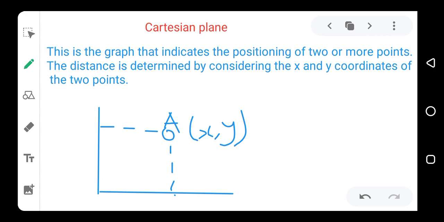Now, the Cartesian plane is a graph that shows the position of two or more points, like this one that is given here. In a Cartesian plane, we find the x and y coordinates of a point and we use them to determine the position of the object. So if you are looking for the location of any object, you look for the x and the y coordinates of the object and you use that to get the position or the location of the object.